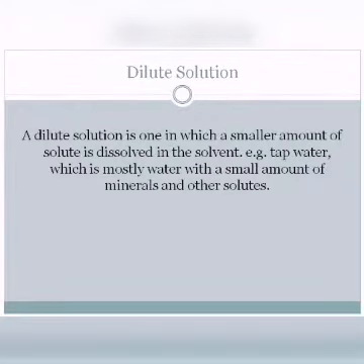Dilute solution. A dilute solution is one in which a smaller amount of solute is dissolved in the solvent. So, for example, tap water, which is mostly water with a small amount of minerals and other solutes. So, a dilute solution contains a very small amount of solute in it.